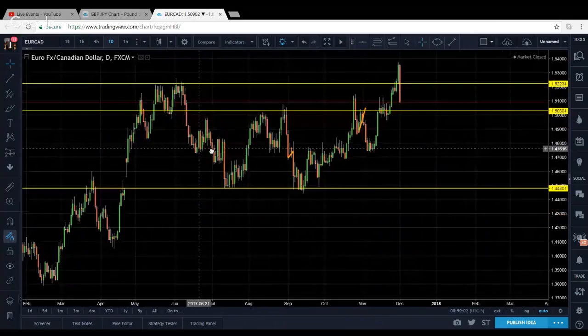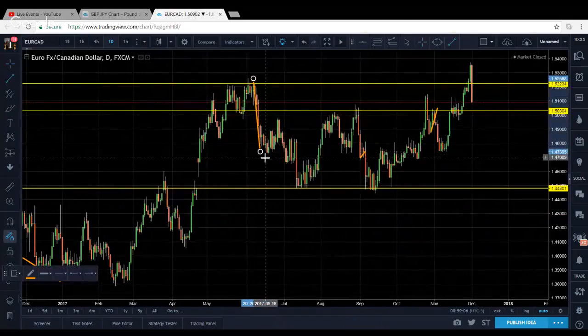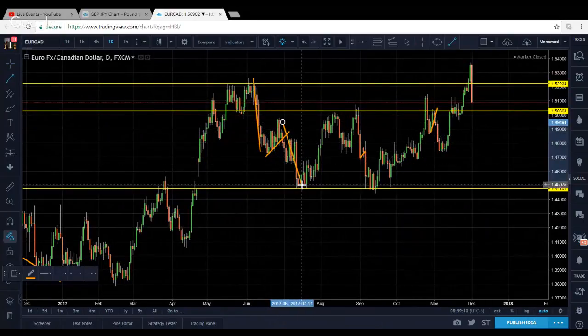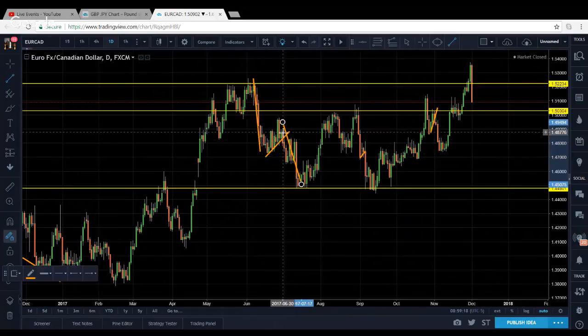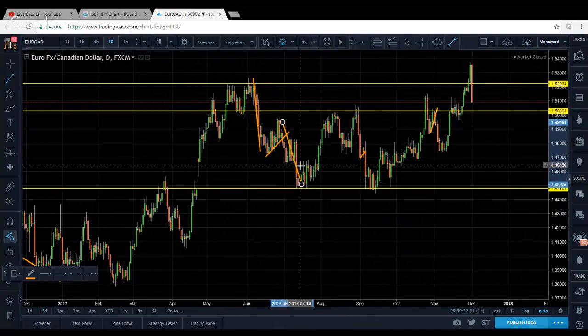All right. And you'll see this all over. So you'll see impulse, flag, pullback, and then continuation. A three-part move. Impulse, so basically a strong move in one direction, then a pullback, a flag, and then impulse again. You see that everywhere, all right?